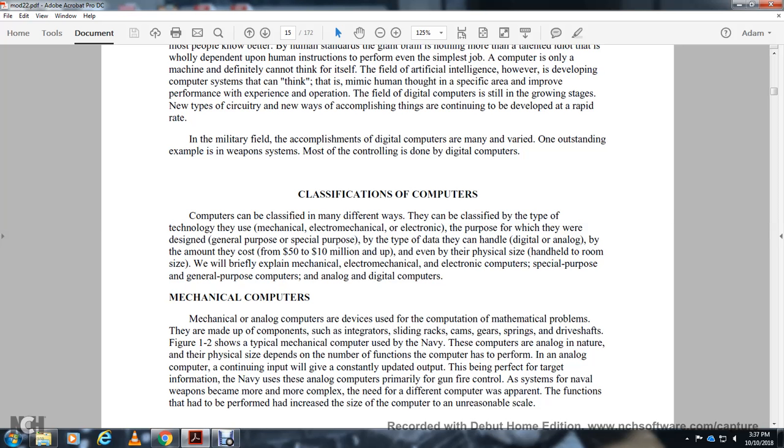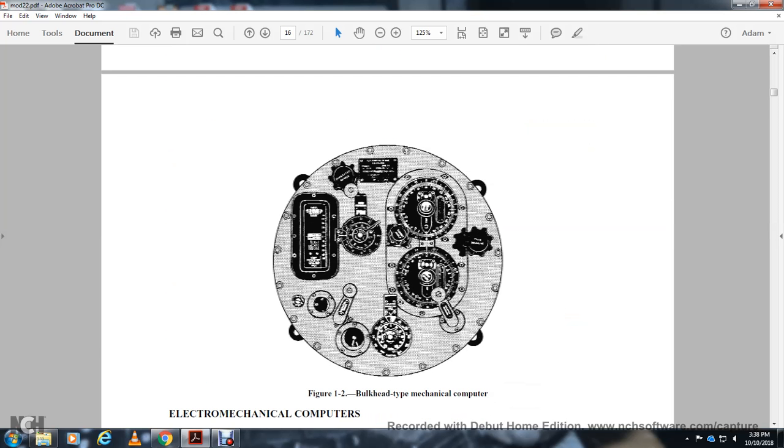In an analog computer, continuous input gives constantly updated output. This makes them very well suited for target information within the Navy. Analog computers were used primarily for the gunfire control systems of the Navy. As weapons became more and more complex, they needed different computers to perform the functions, which increased the size of the computer to an unreasonable scale. Figures 1 and 2 show the bulkhead type mechanical computer.